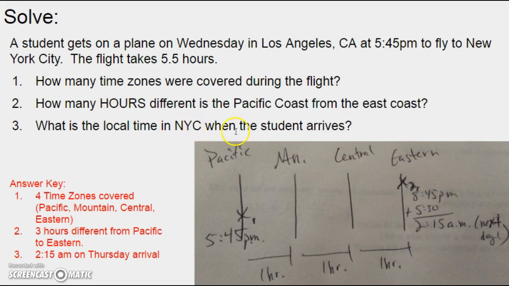So what's the local time in New York City when the student arrives? Well, 8:45 p.m. local time with departure plus 5.5 hours shows I can solve this. Add 8:45 plus 5.5, or 5 hours 30 minutes, is 2:15 a.m. the next day. So that would be 2:15 a.m. on Thursday arrival.